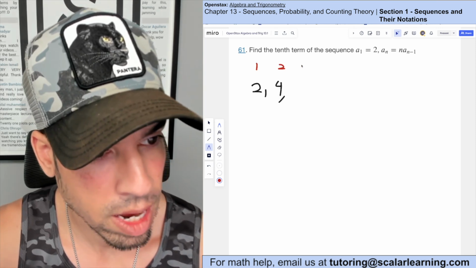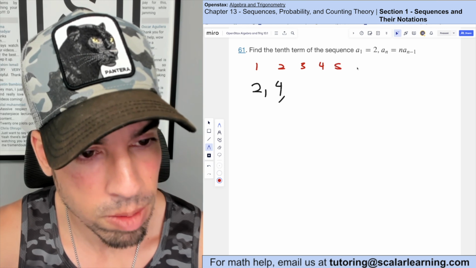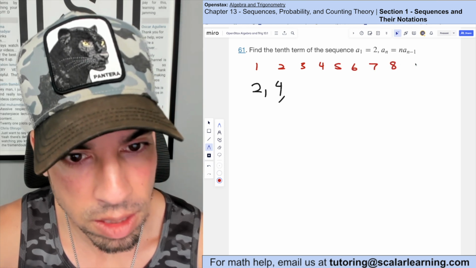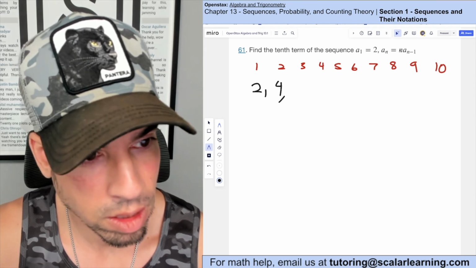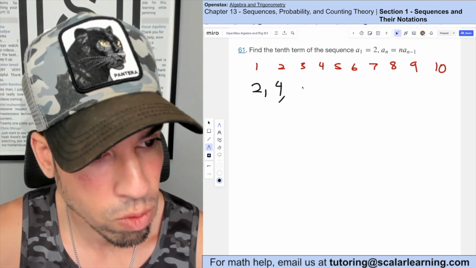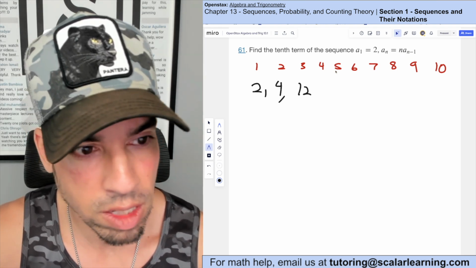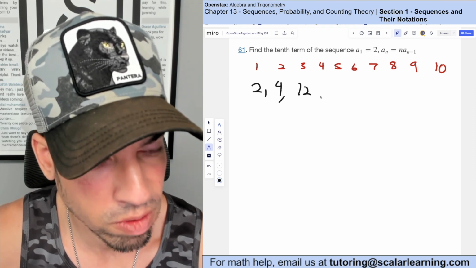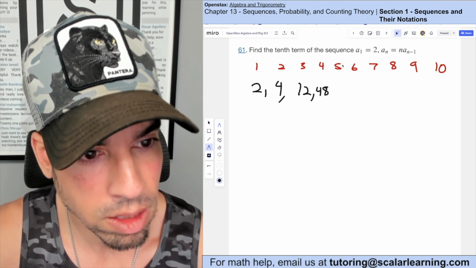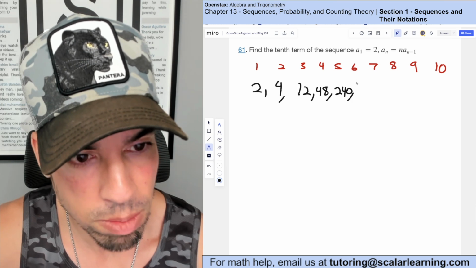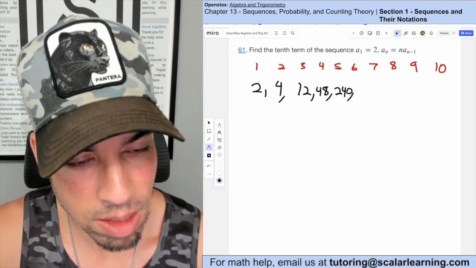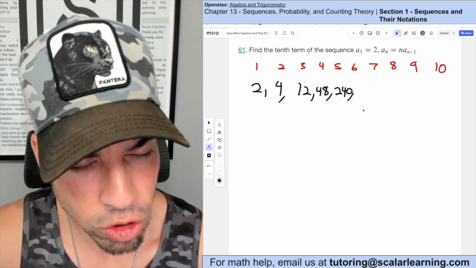And I'm going to write in the n values up here so we can keep track. I'll keep them in red. 6, 7, 8, 9. And we're trying to get the 10th term. So now I get the third term. I'm going to plug in 3 times the previous term, which is 4. That's 12. And you can see the pattern. Then we do 4 times the previous term, 12, which is 48. 5 times the previous term, which is 240. You see these are getting pretty big pretty quickly. Then we got 6 times that, which is 1440.